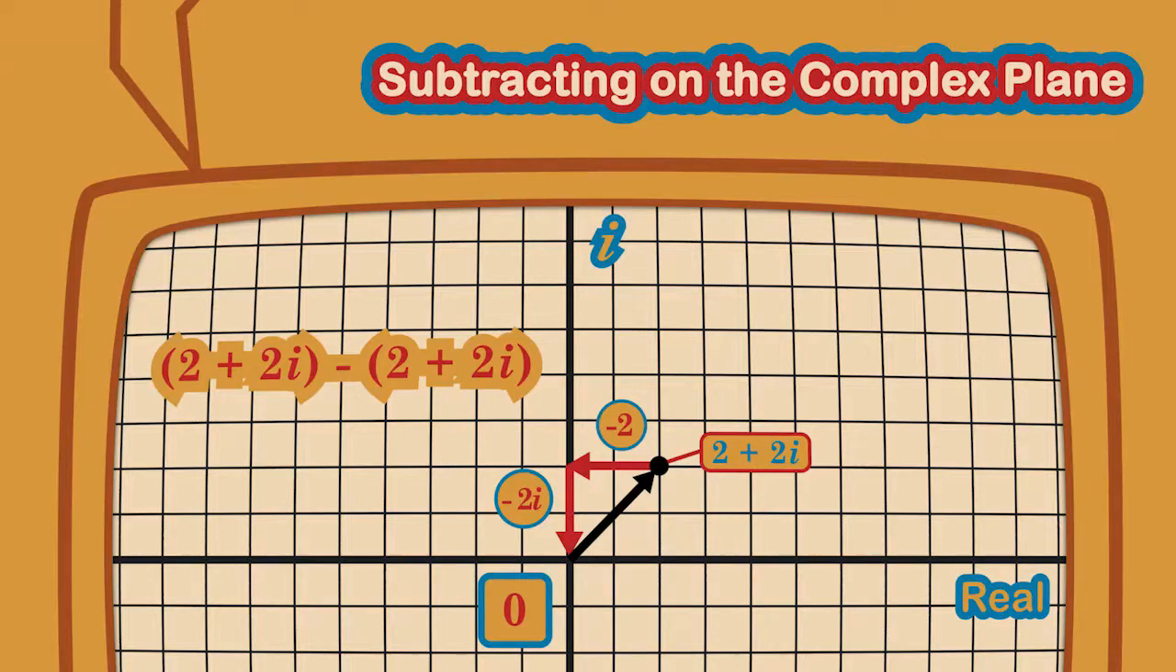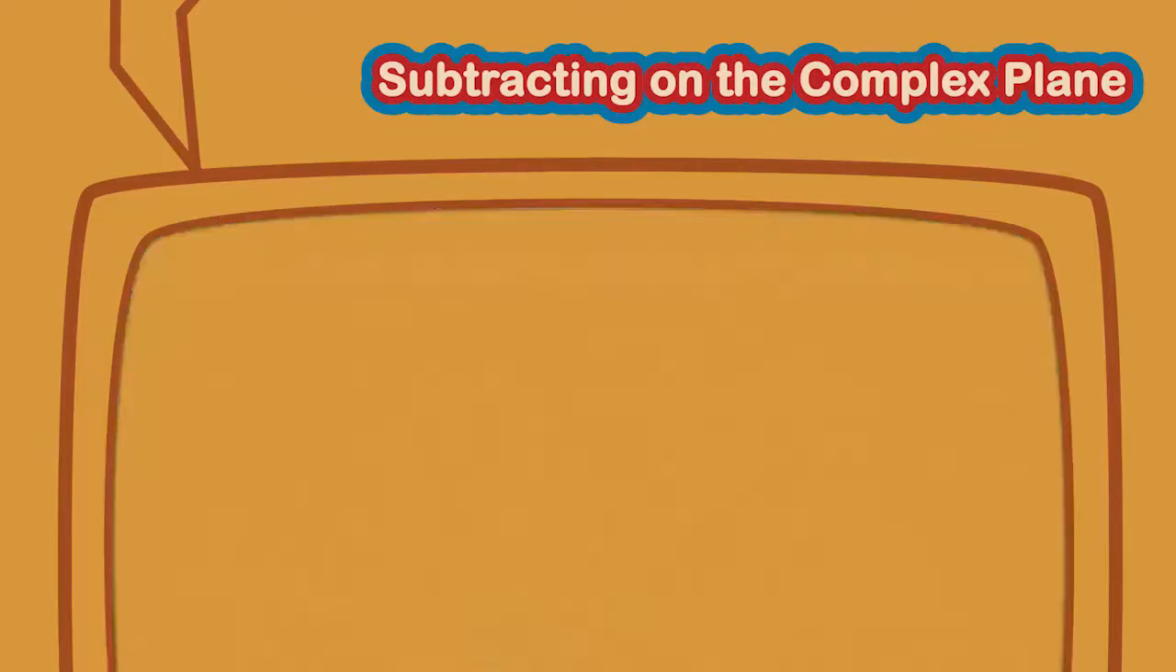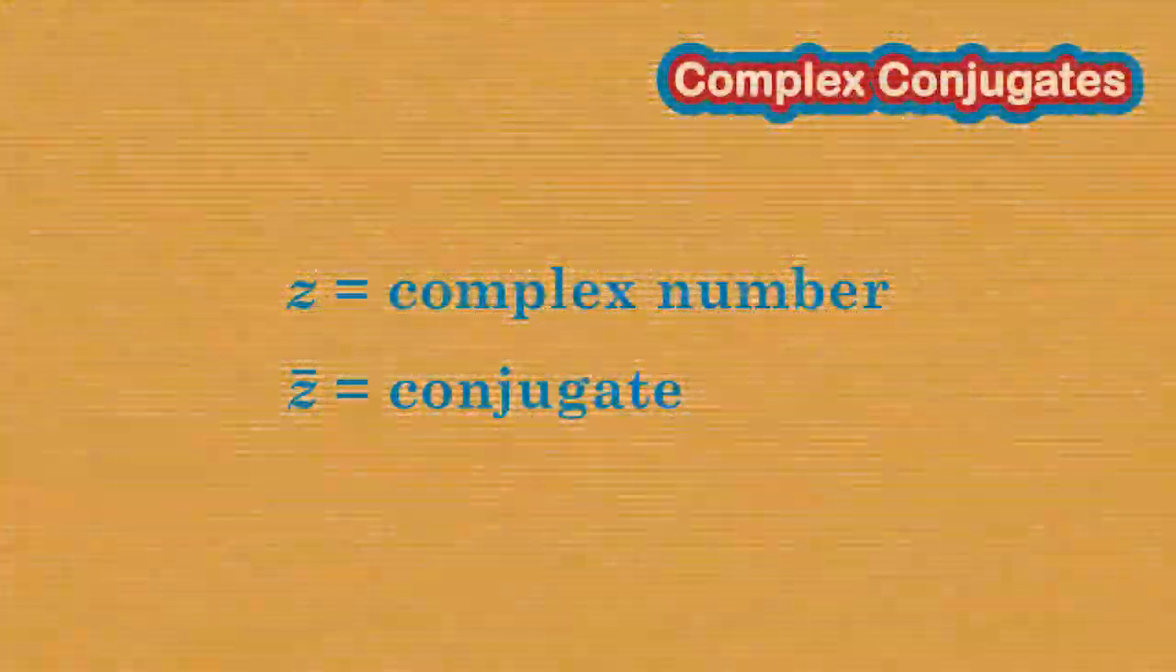Subtraction can also be considered adding the opposite. If the negative is distributed in the subtrahend, the problem becomes 2 plus 2i plus -2 minus 2i, which can make this more explicit. Complex numbers also have conjugates, designated by a bar over the complex number, that can be used for more complex problems.